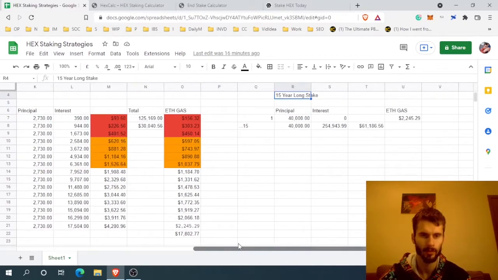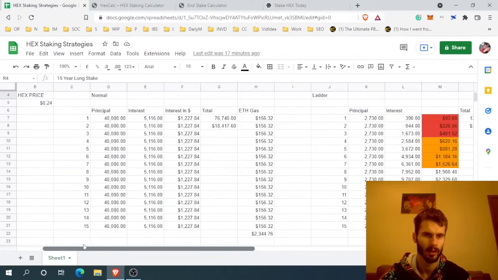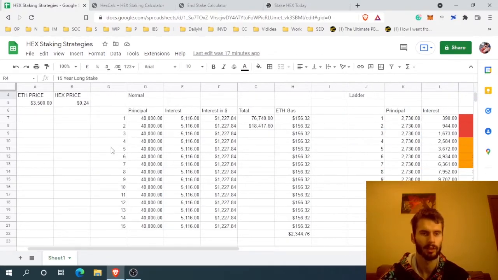Now in this spreadsheet, what are the main parameters? So basically I calculated all the prices when the hex price is at 24 cents, which is pretty much where it is currently as I'm filming this video. Ethereum price currently is 3,300. I picked 3,500 because maybe it will go up, so right now I'm calculating it all at 3,500. And this is important for end staking.